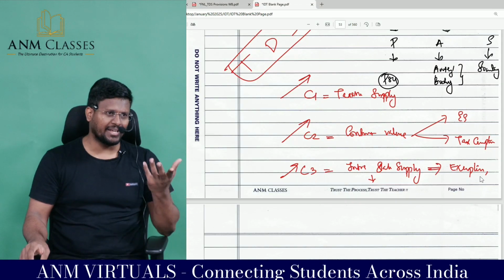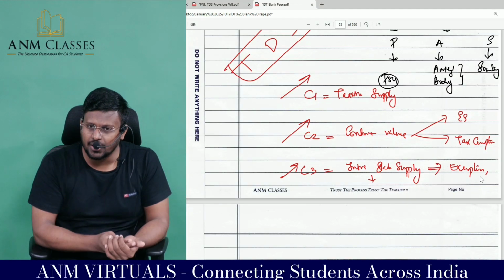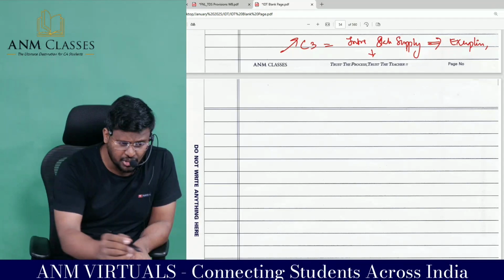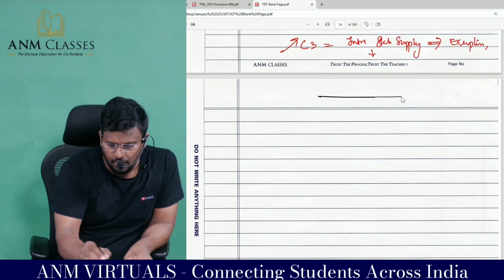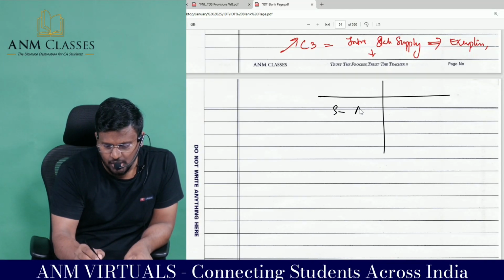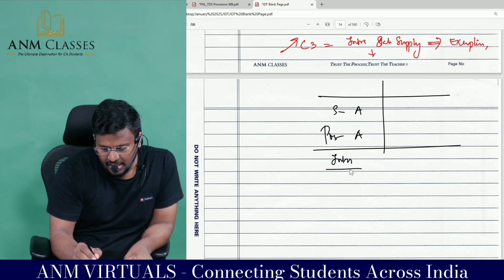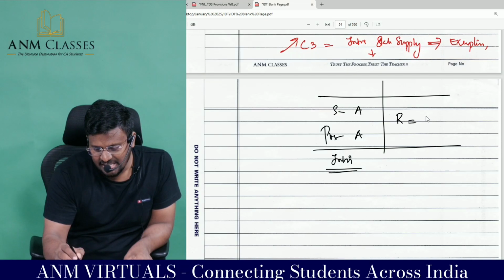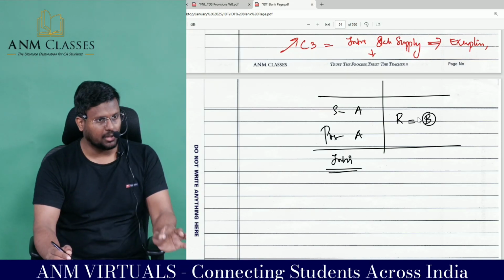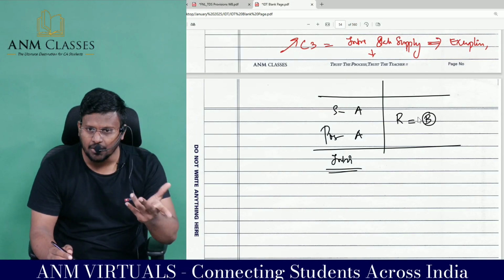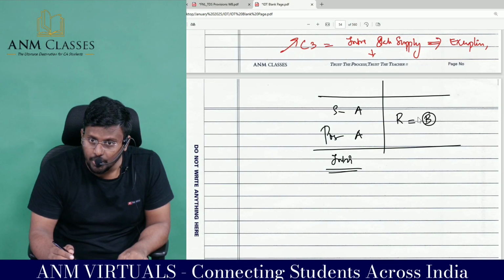Because, sir, the supply is a taxable supply and the contract value exceeds. What is that exception? Only one exception is there, my dear lovable students. The supplier is situated in state A, and the place of supply is also situated in state A. That means the supply is an intra-state supply, whereas the recipient is registered in state B. That's it. For that, no need to deduct.